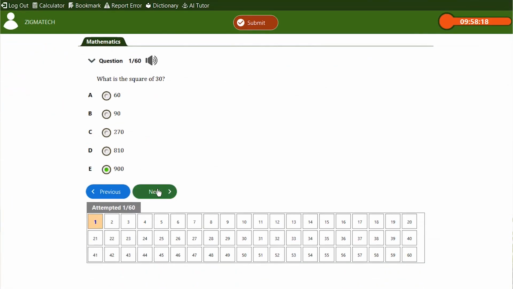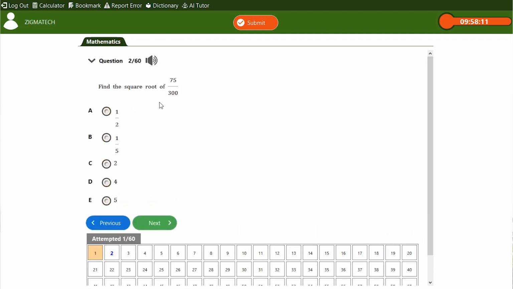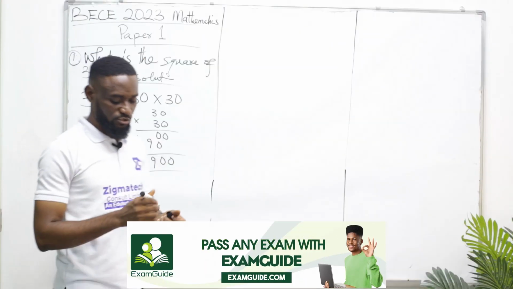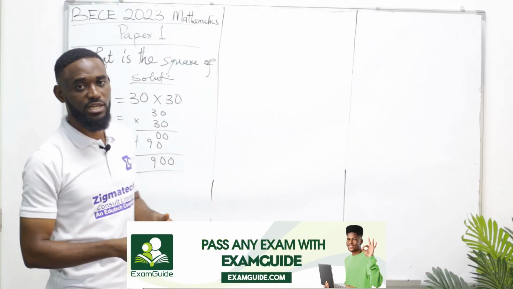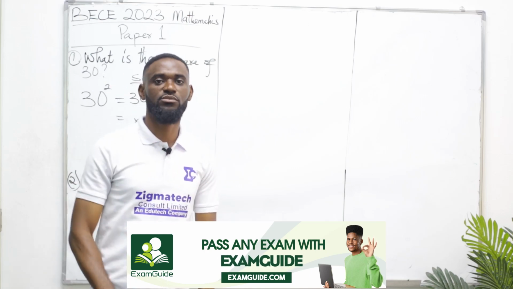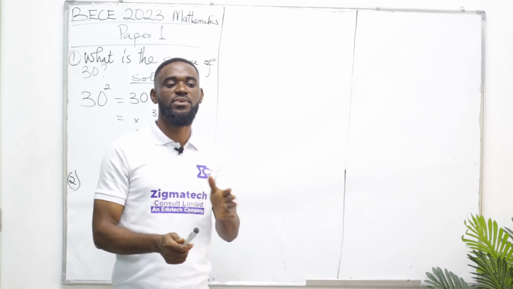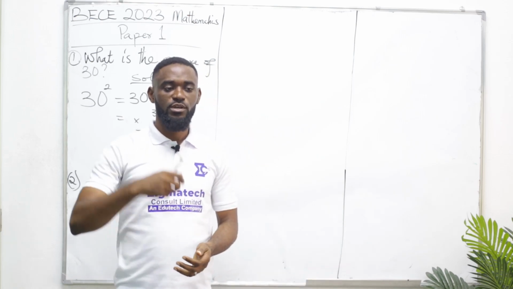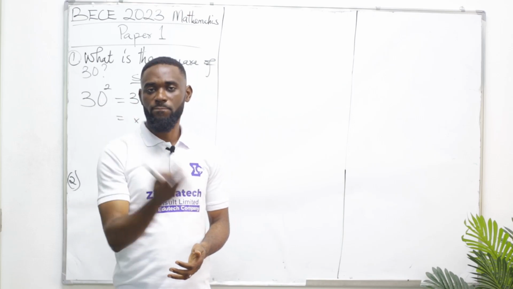Okay, so let's move to the next question. The next question says, find the square root of 75 over 300. So number 2. I won't write the questions down because I believe you are checking through your app, so you just get the questions from there. The question says, find the square root of 75 over 300.